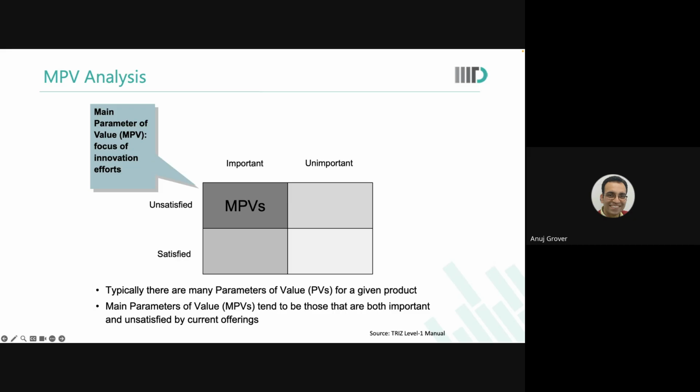So, what we are saying is that main parameters of value are those parameters or those functions which help the user make the design decisions. But there are some parameters of value which are clearly unsatisfied needs. No one has offered them in the industry. Or even if they are offered, they are not well known. But they are indeed very, very useful.